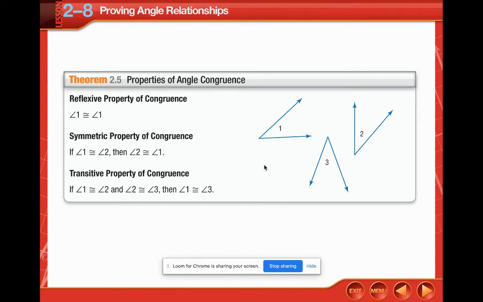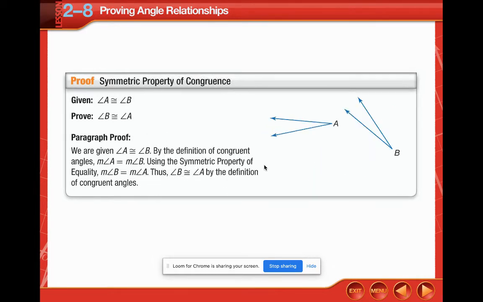Symmetric property of congruence: angle 1 is equal to angle 2, so angle 2 is equal to angle 1. That's like saying I have 5 eggs in basket A and 5 eggs in basket B, so basket A is equal to basket B, and basket B is also equal to basket A. I mean, you probably know it. Transitive property: basket A and basket B have the same amount of eggs, and basket B has the same amount of eggs as basket C. So basket C must have the same amount of eggs as basket A, which we could probably guess, right?